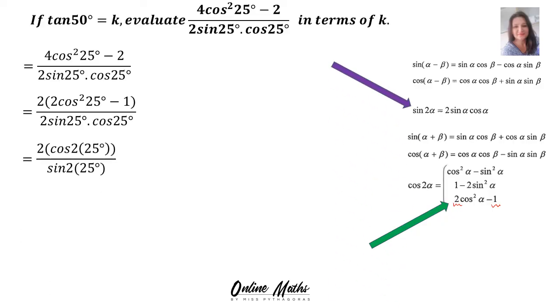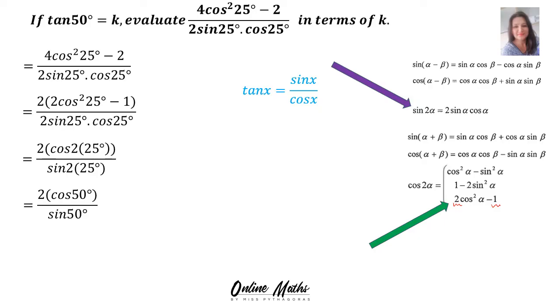So now let's see the next step. 2, and then the 2 cos squared 25 minus 1 is the double angle for cos 2 times 25, and at the bottom, the 2 sin 25 cos 25 is the double angle for sin, and you end with 2 cos 50 divided by sin 50. Then the cos 50 over sin 50, you must be very careful. Tan is sin over cos, but now we have a cos over sin.